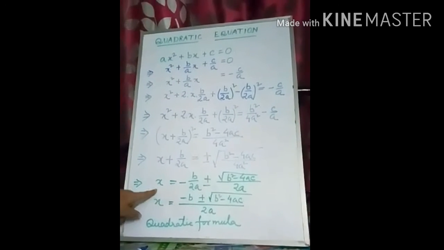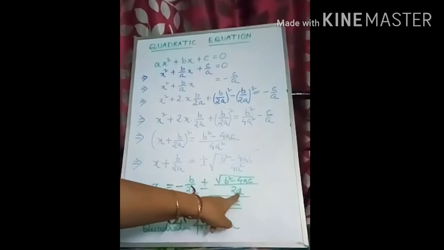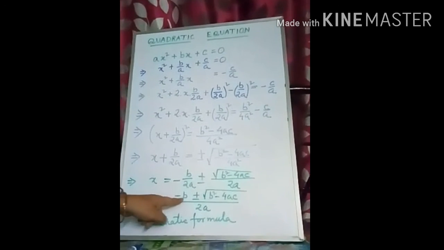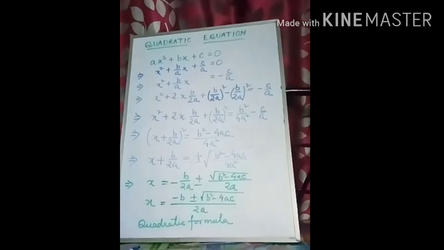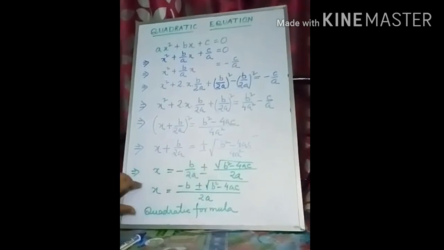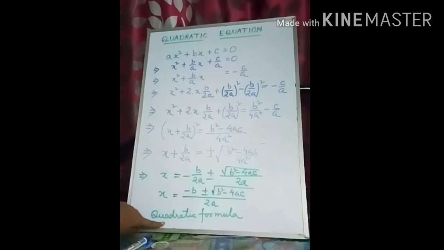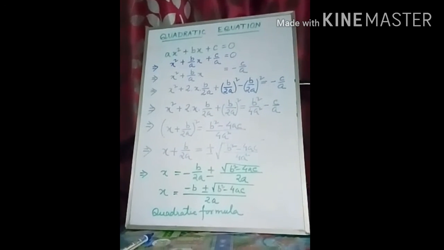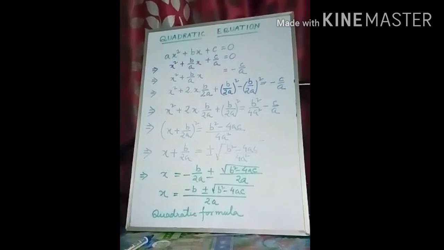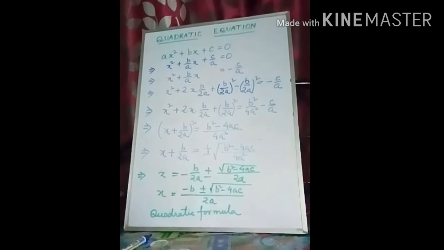So ultimately we get what? After bringing this and after simplification, taking twice a as LCM, in numerator I will get minus b plus minus root over b square minus 4ac. Okay, and the whole thing, this x value, is called the quadratic formula. So sometimes we can apply this formula also to find out the roots of the equation. Means we can find out the roots of the equation by the completing the square method, by the splitting the middle term method, or the quadratic formula also.